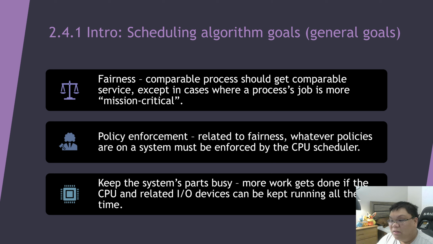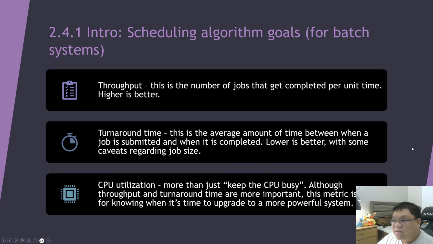Policy enforcement: whatever policies are on a system must be enforced by the CPU scheduler. And keep the CPU and related I/O devices busy. More work gets done if that's the case. For batch systems, the more jobs we can get through per unit time, the better. Turnaround time: the faster we can get a job done from the moment it was submitted, the better.